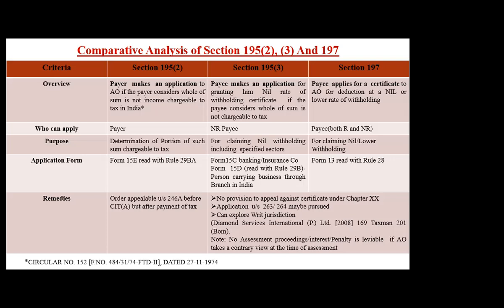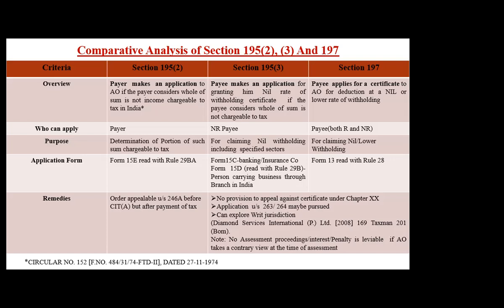Now in case you feel that you don't fall in any of the categories, or you do not want a nil rate of withholding, you go to 197. 197 is applicable for both resident and non-resident payees, for lower and nil withholding both. Form 13 is to be filed, and you can go to the AO requesting him to issue a certificate. In case of 195 subsection 2, an order is issued. In case of 195 subsection 3 and 197, a certificate is issued.